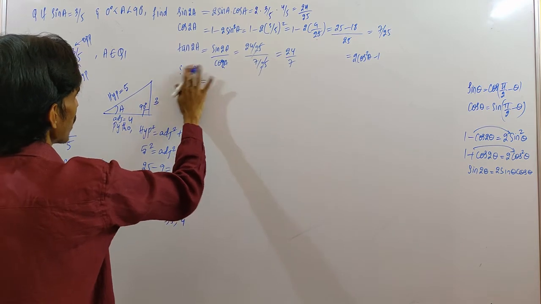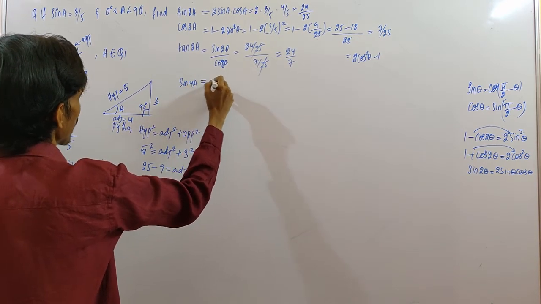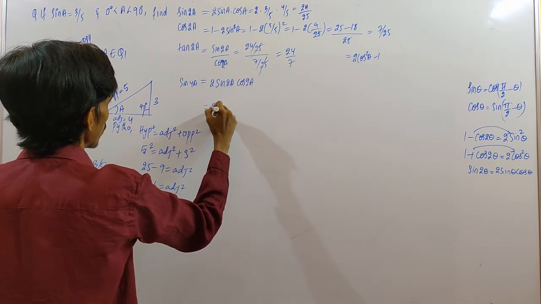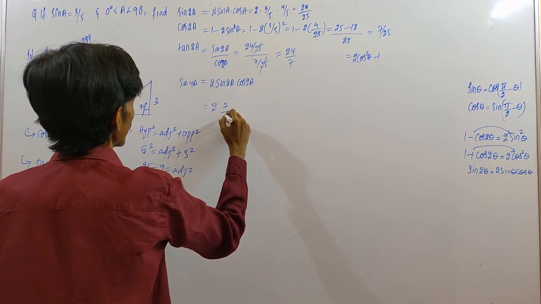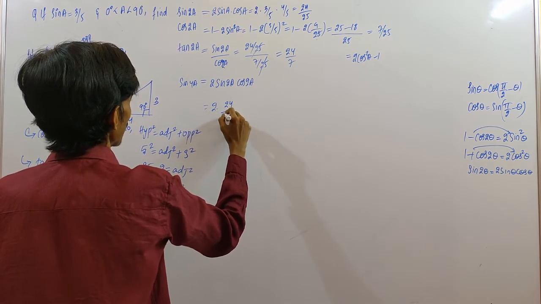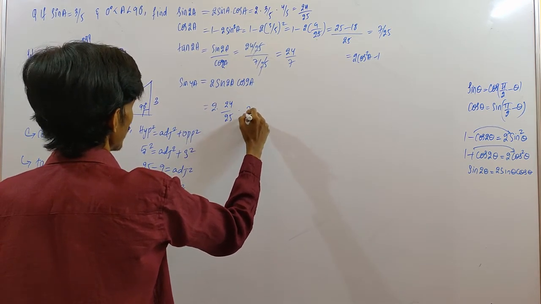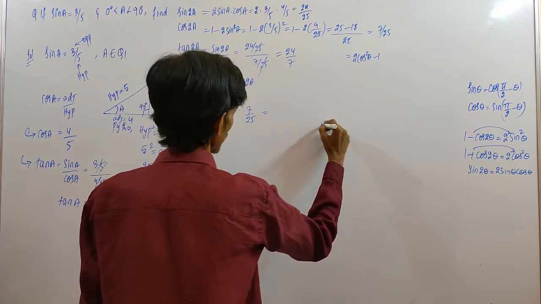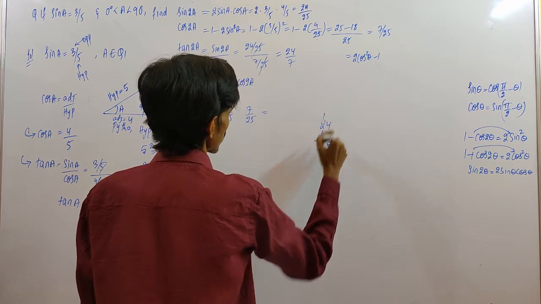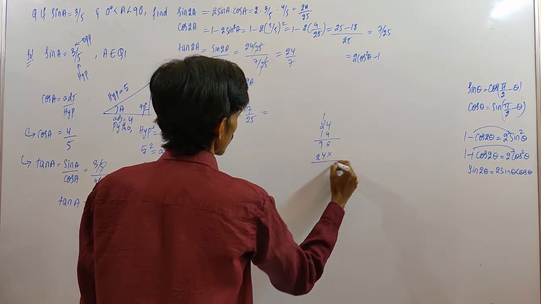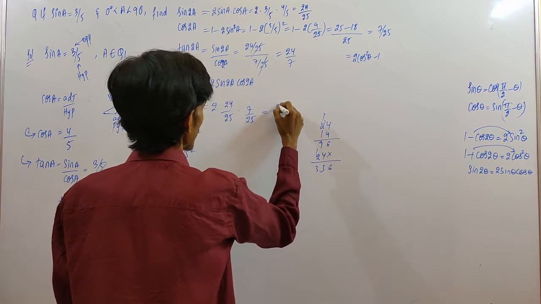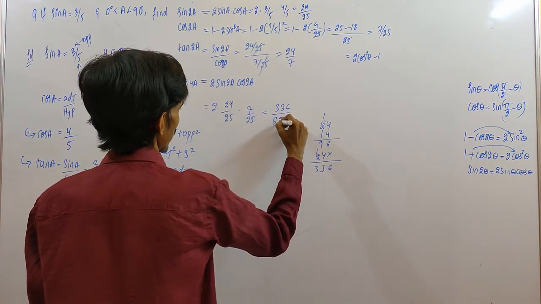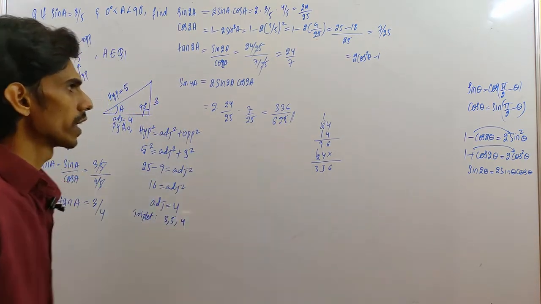Similarly, this sin 4A value. Sin 4A can be written as 2 sin 2A cos 2A. So 2 into sin 2A value is 24 by 25. Cos 2A value is 7 by 25. 2 into 7 is 14. 14 24s are 336. 25 into 25 is 625. So sin 4A value is 336 by 625.